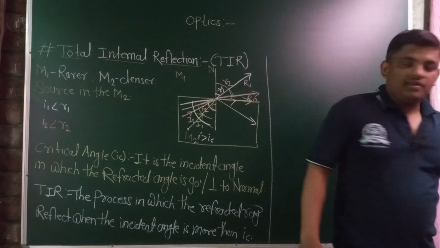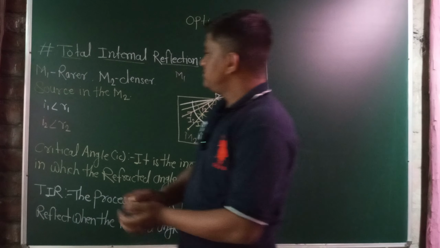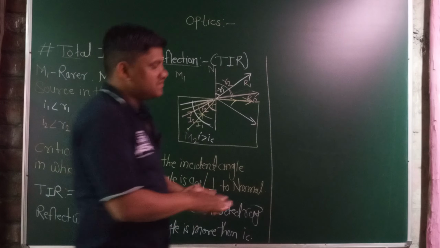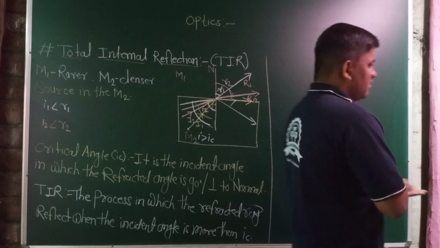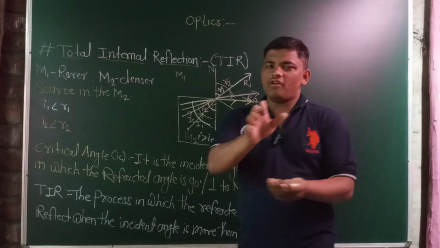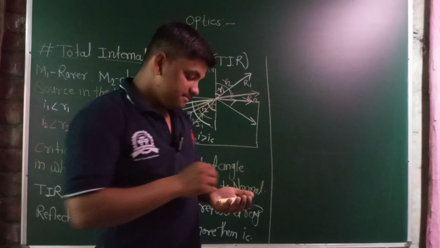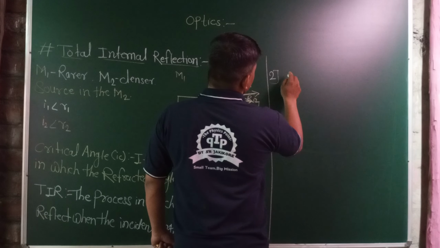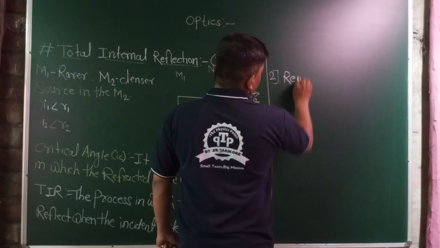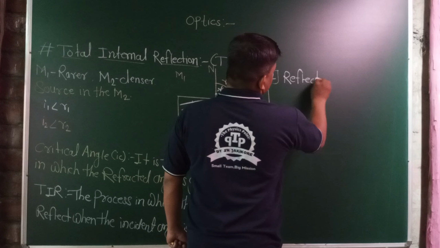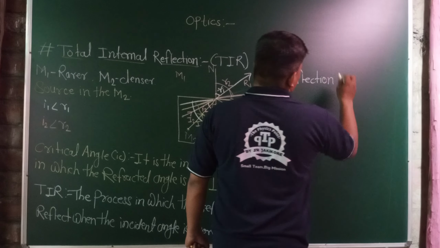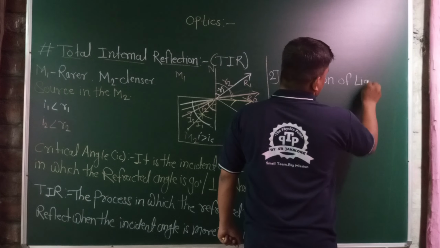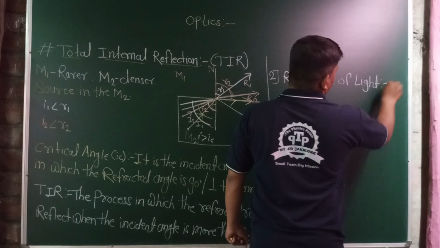Now we try to discuss the second property of light, which is reflection of light. What is reflection? We already know the two laws of reflection, and we stop here. Reflection: the second concept is reflection of light.